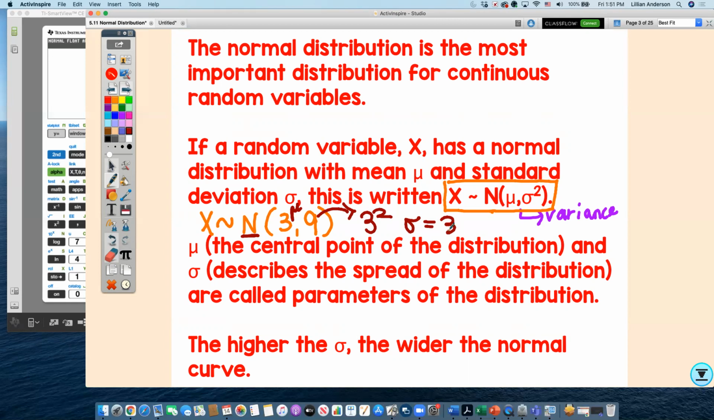To refresh your memory about these two terms, mean and standard deviation, back when we did descriptive statistics: the mean is the central point of the distribution. So again, it's the average, it's the middle. And a standard deviation describes the spread of the distribution. The smaller the standard deviation, the less spread out the data you collected is across a range of numbers. These are called the parameters of the distribution. And again, the larger the standard deviation, the wider the curve; the smaller the standard deviation, the narrower the curve.